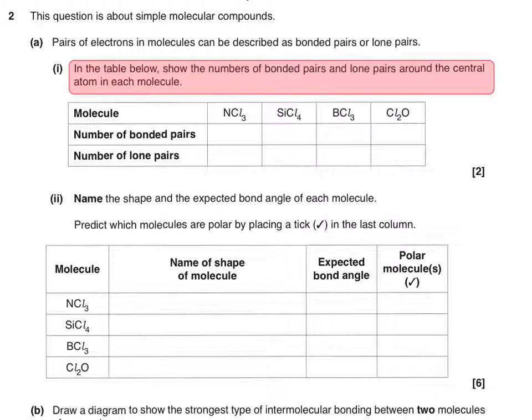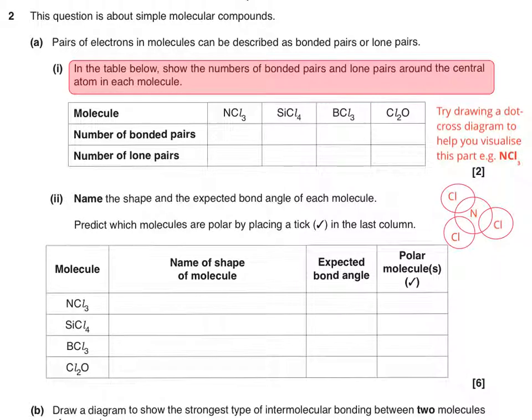Now if you're not sure about how to visualize this, you might want to consider, in the extra space that's provided in the exam, drawing a dot-cross diagram. So I'll do NCl3 as an example.